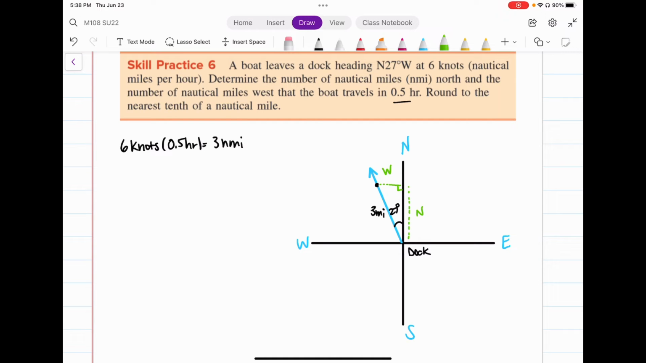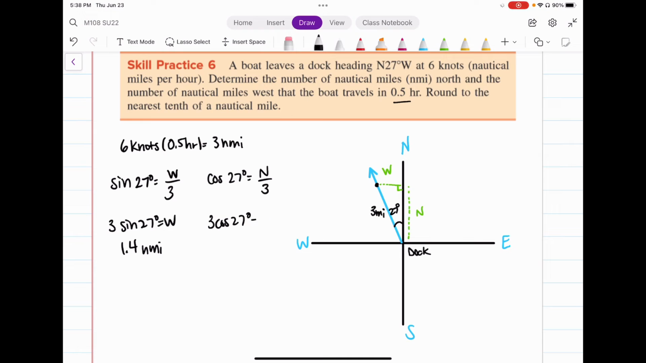I'm given a hypotenuse and an angle. I want to find an adjacent and I want to find an opposite. The sine of 27 degrees is equal to the west value over 3, and the cosine of 27 degrees is equal to the north value over 3. 3 sine 27 degrees equals the west value, or 1.4 nautical miles. 3 cosine 27 degrees is equal to the north distance, or 2.7 nautical miles.